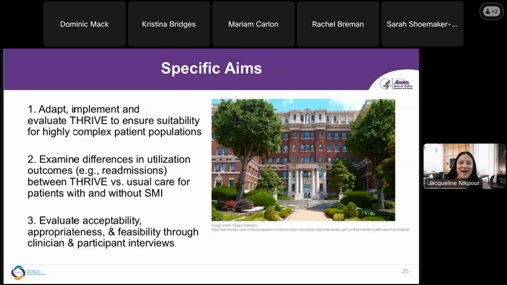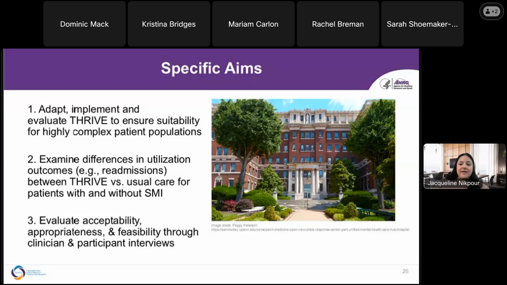So with all of that in mind, here with this particular grant, our first aim was to adapt, implement, and evaluate Thrive in a new safety net hospital system that cares for a particularly complex population. On the right here, you'll see a picture of the Hospital of the University of Pennsylvania Cedar campus, or HUP Cedar as we call it. So HUP Cedar is a 100-bed safety net hospital deep in West Philadelphia. Over 50% of the patients who are treated here are dually enrolled in Medicare and Medicaid. So that's another group of interest for us.